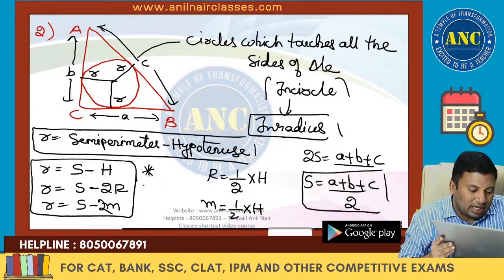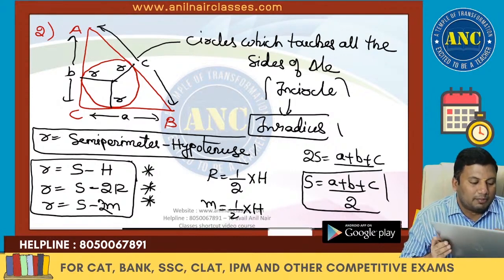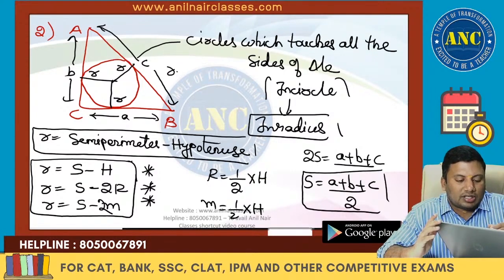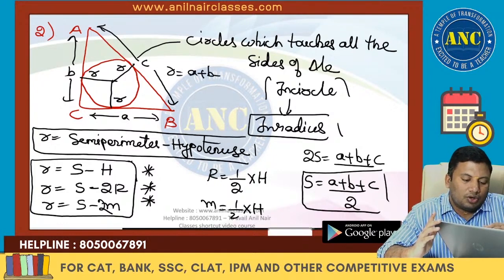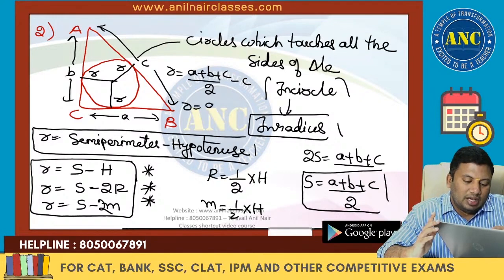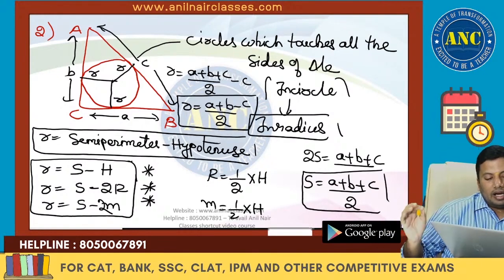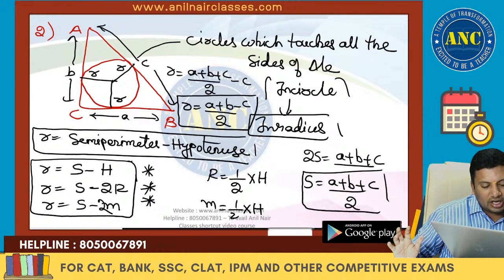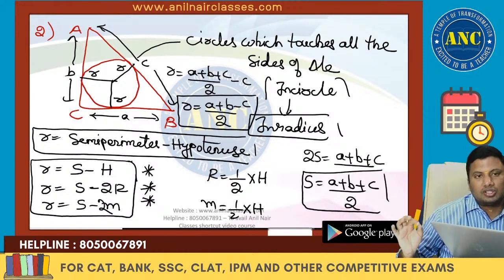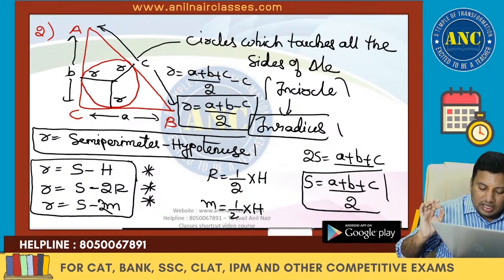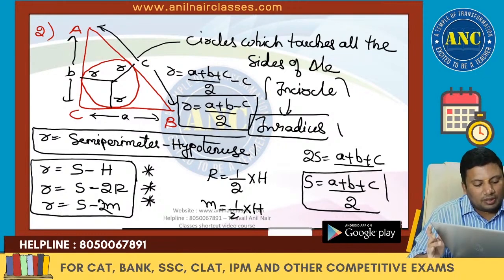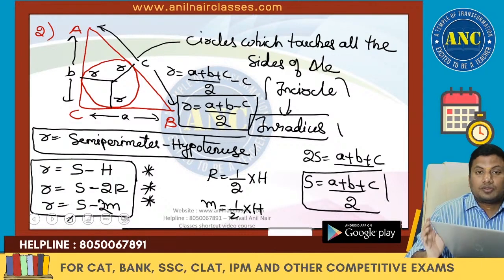Extremely important key point: inradius is given by semi-perimeter minus hypotenuse. Semi-perimeter is (a + b + c)/2, minus c, which gives (a + b − c)/2. The hypotenuse is 2 times the circumradius, or 2 times the median. So inradius is s − 2R or s − 2M.